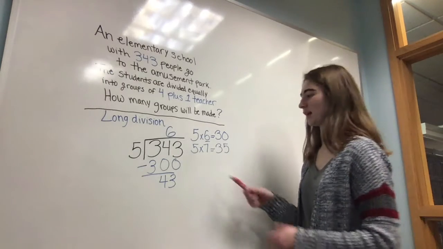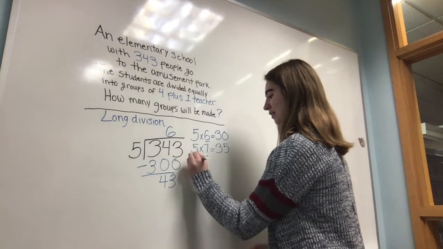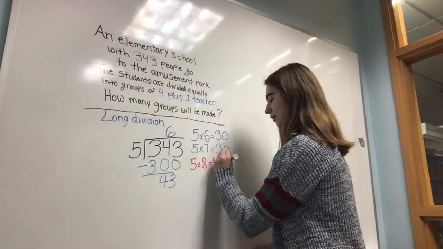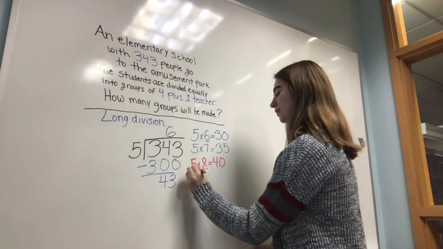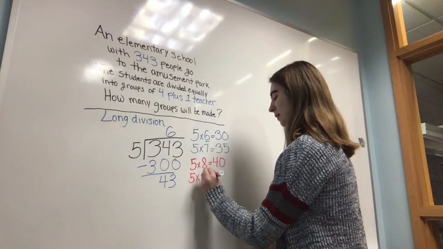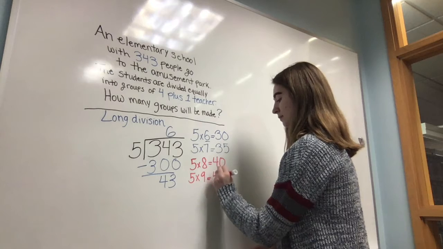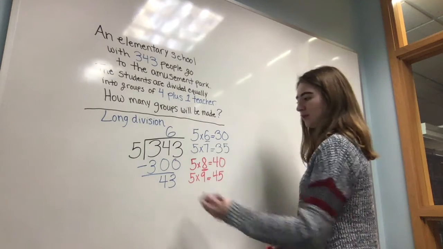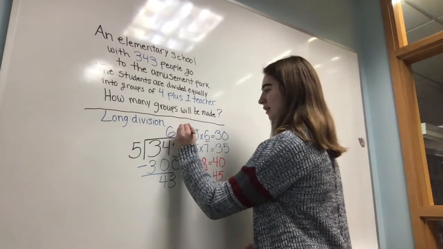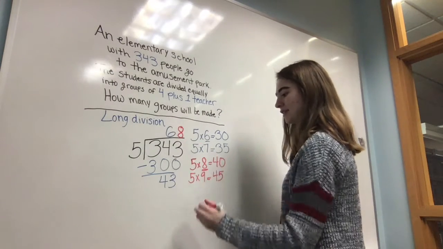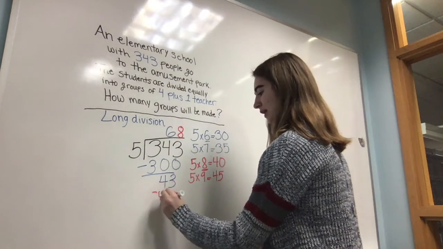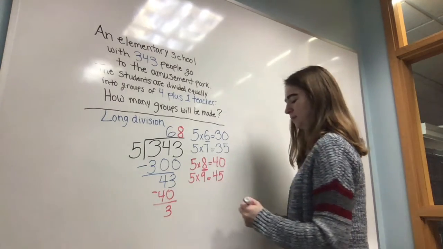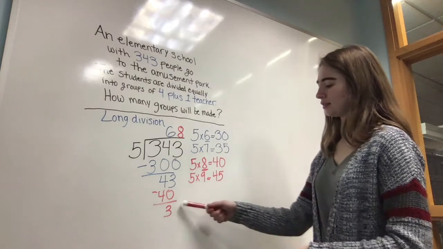Let's continue with our times tables. 5 times 8 is 40. What about 5 times 9? That's 45. So 9 is too big, but 8 would work for this equation. 8 is going in the ones place. 43 minus 40 equals 3. So we have this remainder here.